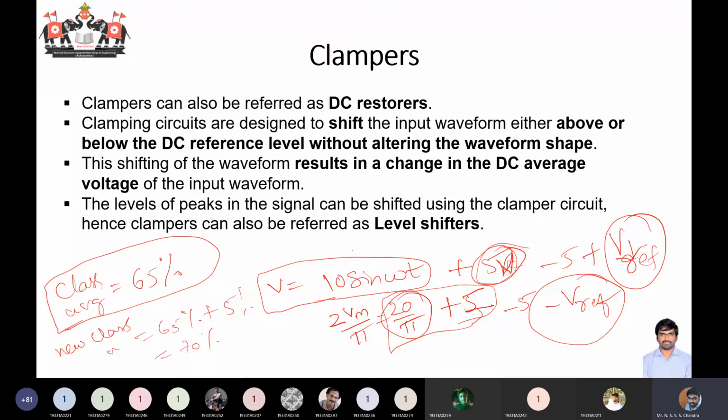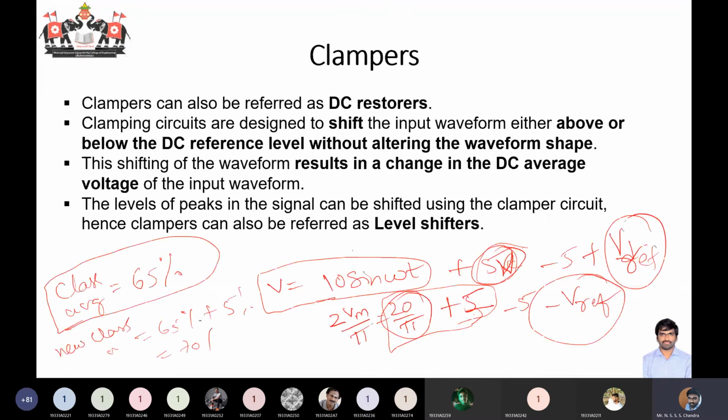Your peak will be shifting, your average values will be shifting, everything will be shifting, right? So that's why they are sometimes called level shifters. The levels of the peak in the signal can be shifted using the clamper circuit. So the clamper circuits are also known as level shifters.